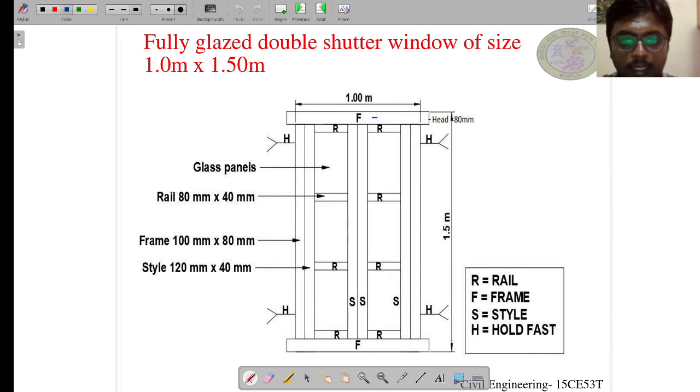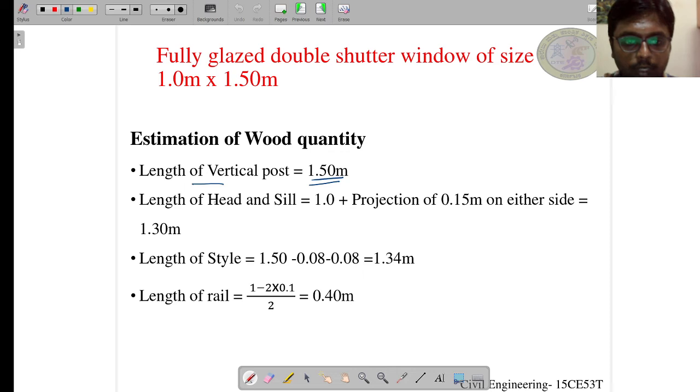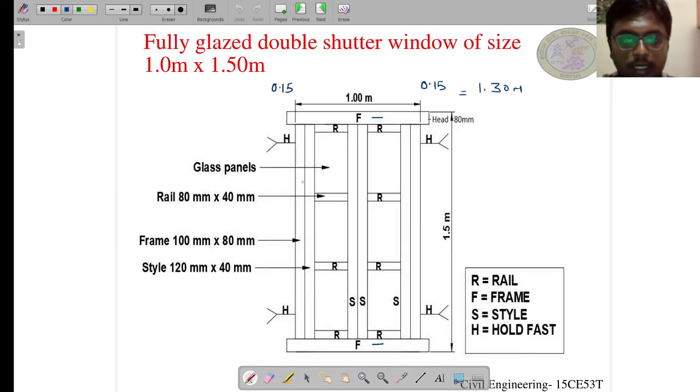Next, the length of the head and sill. As we have done in the door frame, the length will be obtained by adding the projection on either side for securing the window frame to the masonry. So the length becomes 1.30 meter. So the frame is finished. Now let us move to the shutter part.